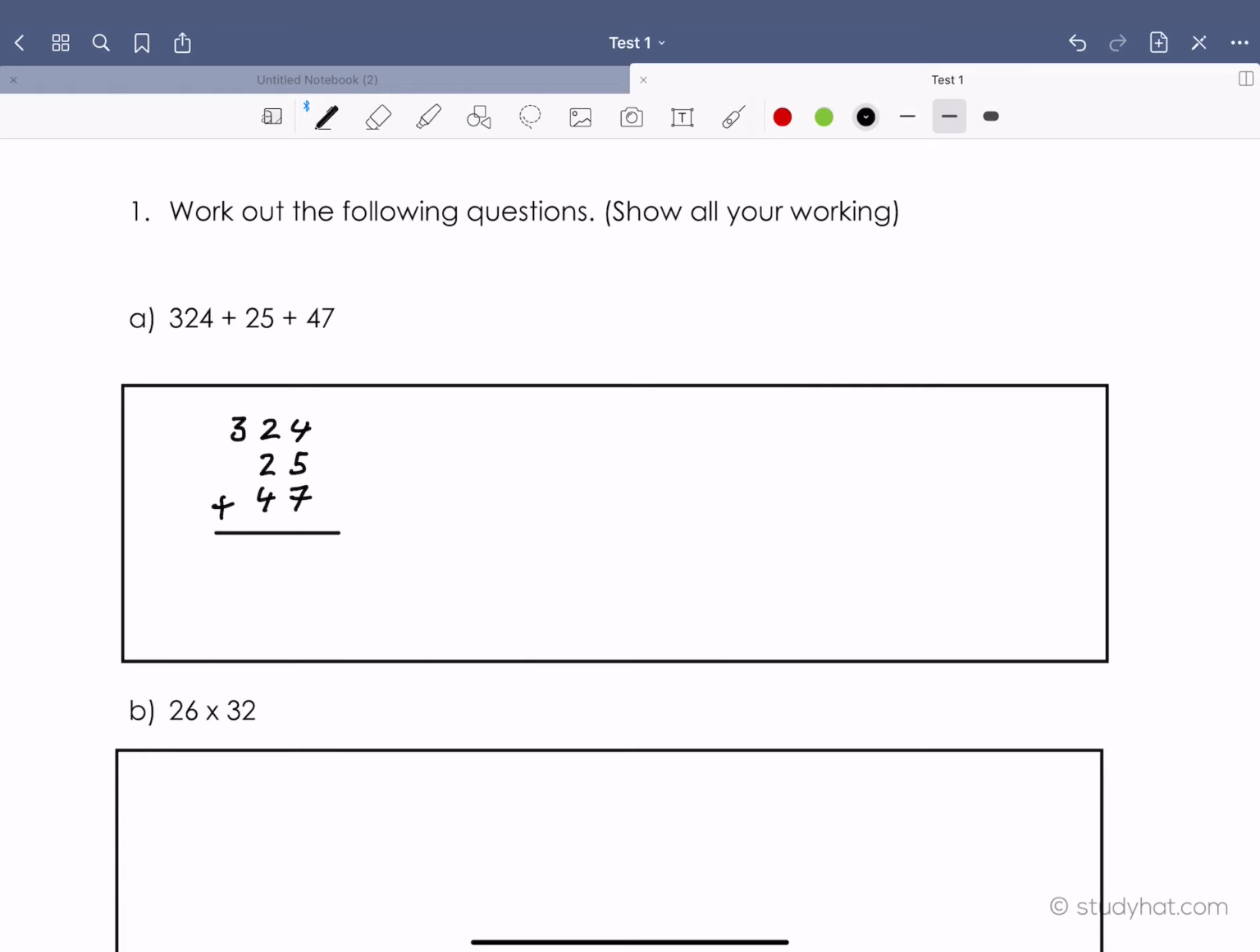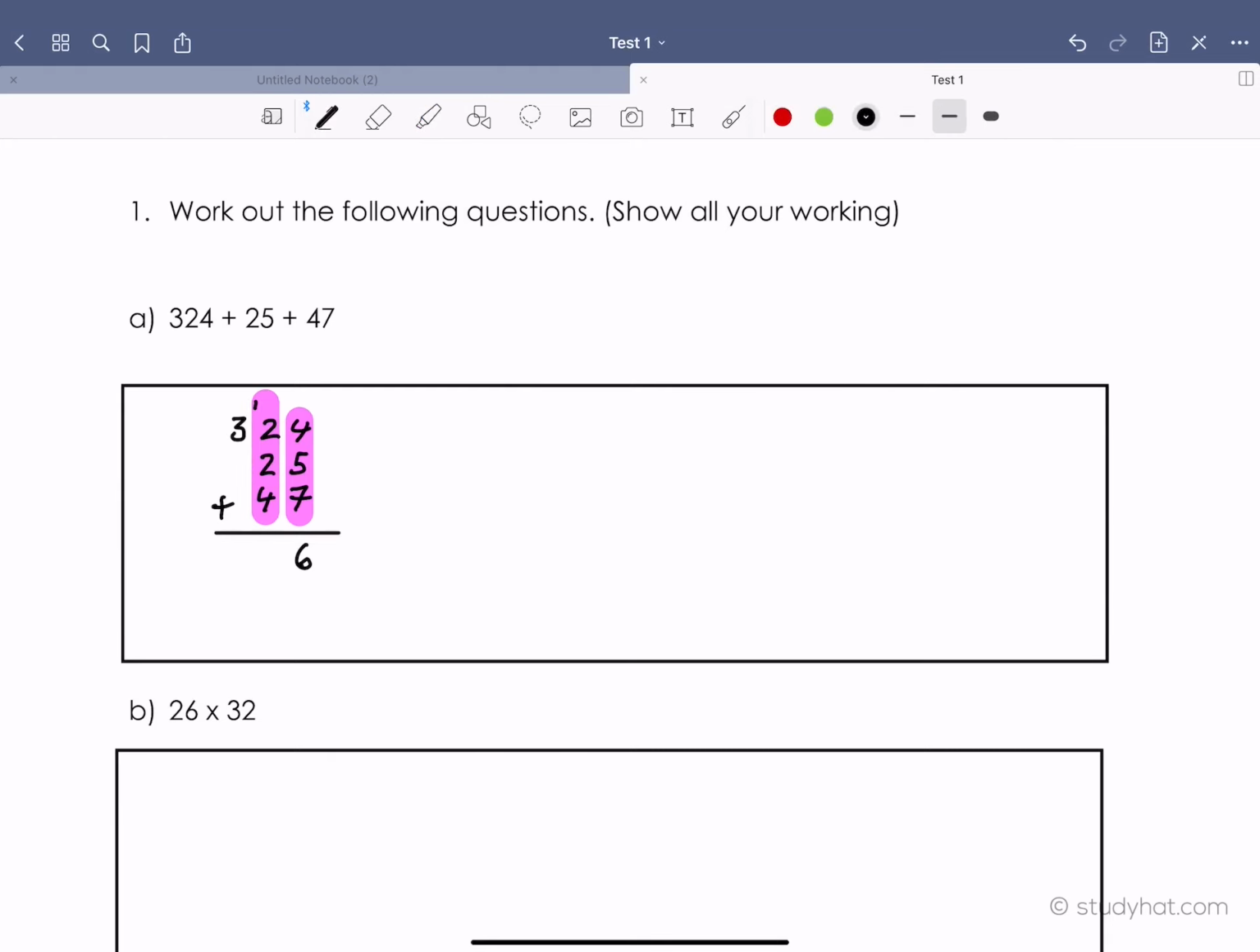So we're going to start by adding up the right-hand column. So we add up 4 plus 5 plus 7. 4 plus 5 is 9, plus 7 is 16. So that's over 10, so we're going to have to carry over the 10 part. So we put down the 6 of the 16 here, and then the 1 of the 16 there, which is representing the 10.